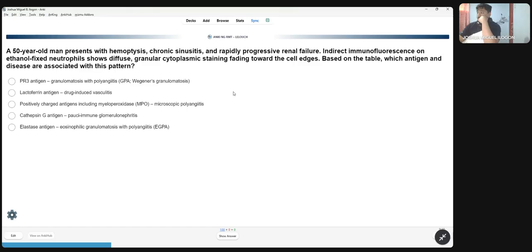Ethanol fixed neutrophils show a diffuse pattern. Okay. Diffuse granular.